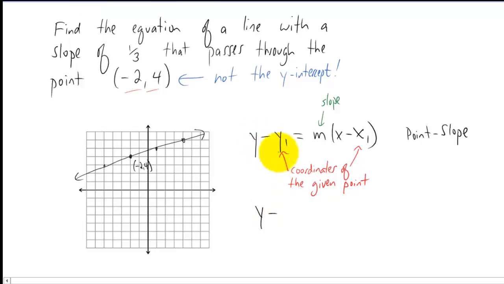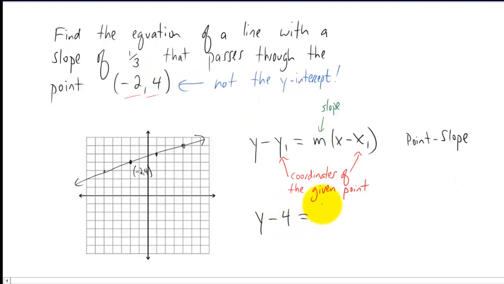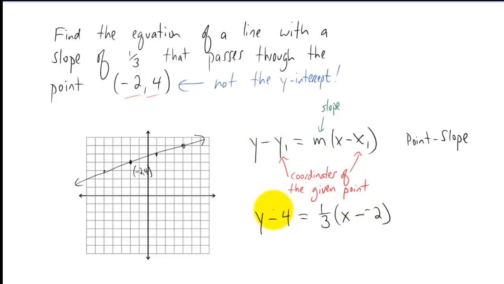We have y minus y1, where y1 is the y coordinate of the given point, which is 4. m is the slope, which is 1/3 in this case. x stays where it is, and x1 is the x coordinate of the point we're given, which in this case happens to be -2. So I'm just going to plug in a -2 there. You'll notice there was a negative in the equation itself in two different places, and those have to stay. Okay, so now it comes down to simplification. x minus a negative number is just x plus a number.